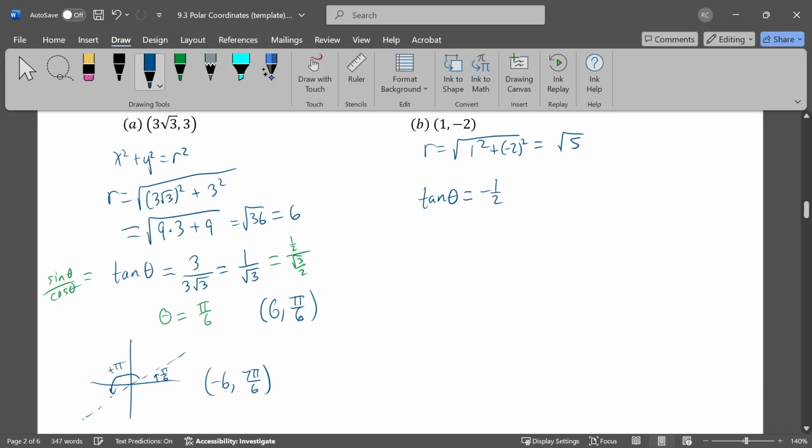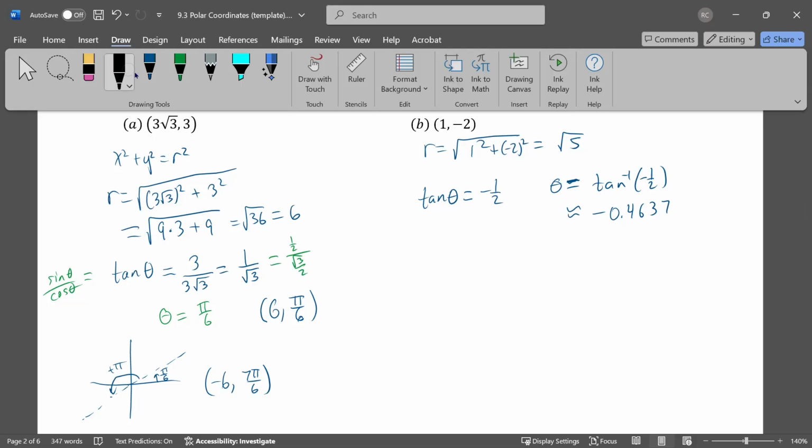I don't know any angles that give me 1/2 for tangent, but I can say that theta is tangent inverse of negative 1/2. Now, if you plug this into a calculator and you make sure that you're in radians mode, you will get approximately negative 0.4637. Now, the problem here is that we don't want a negative angle. We want a positive angle. That's a little bit of a problem.